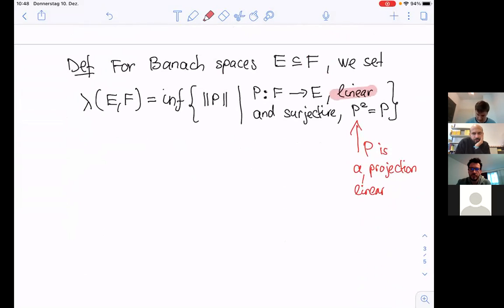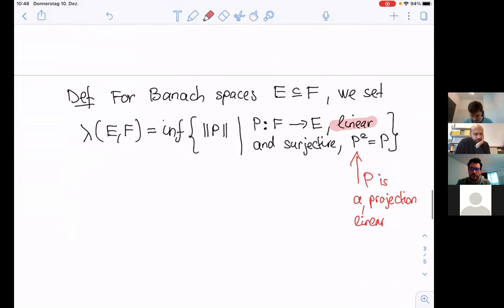But you are not dependent on identity, are you? Sorry? Are you assuming that this P restricted on E is the identity? This follows from the map being surjective, and then on the image you are the identity. This follows from this here. It tells you basically, once you're in the image, you can apply P again, and then it's still the same point. So on the image, you really need the identity.